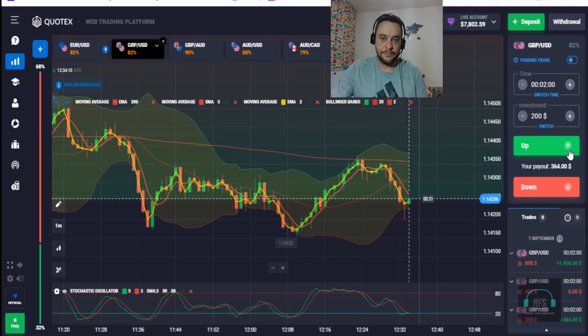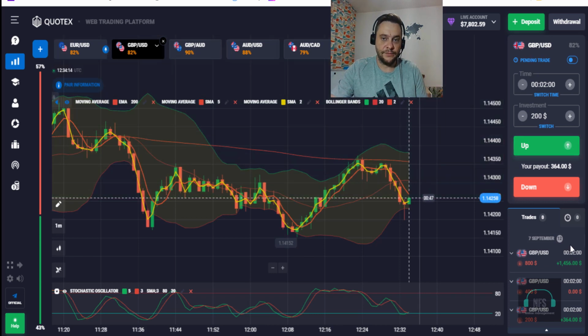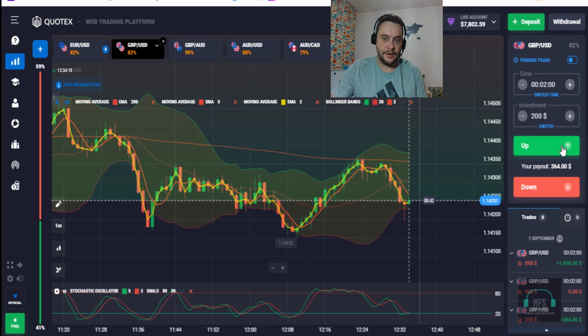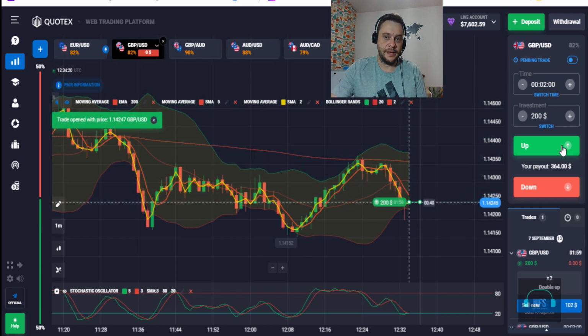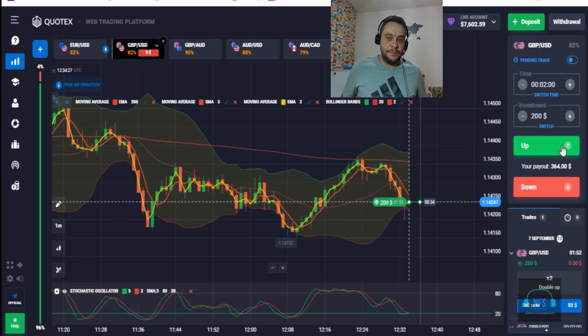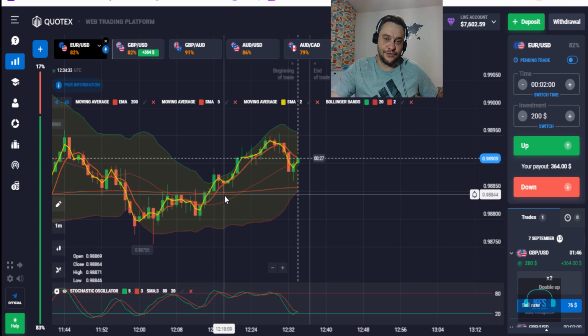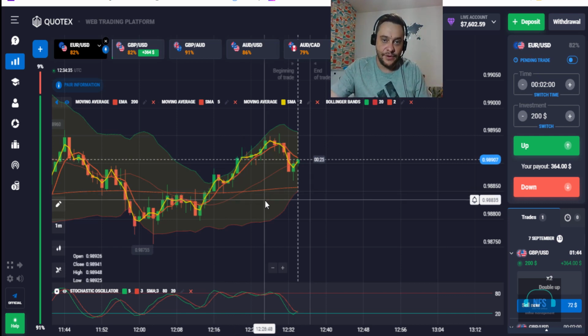As you can see, the price is starting to go up now. But let's wait for the best moment to place the trade. Maybe right now. Yes, an up trade on GBP USD, and that will be the same with every asset. Yes, you will think the same with every asset.